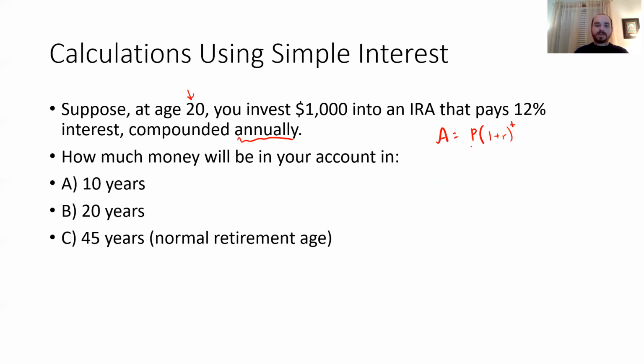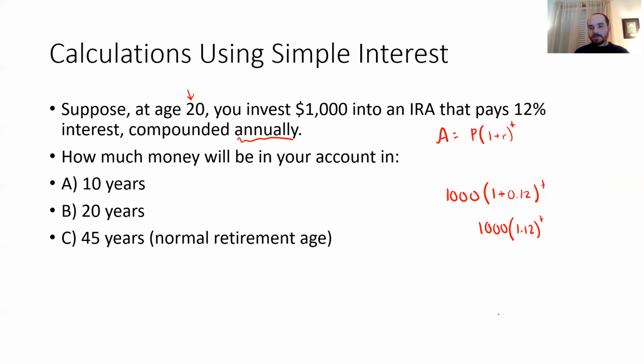In this case, our P is 1,000. So all of these problems are going to start with 1,000 times 1 plus our rate, which is 12, but remember that's expressed as a percent, so 0.12, raised to the T. I'm going to simplify this: 1,000 times 1.12 raised to the T.